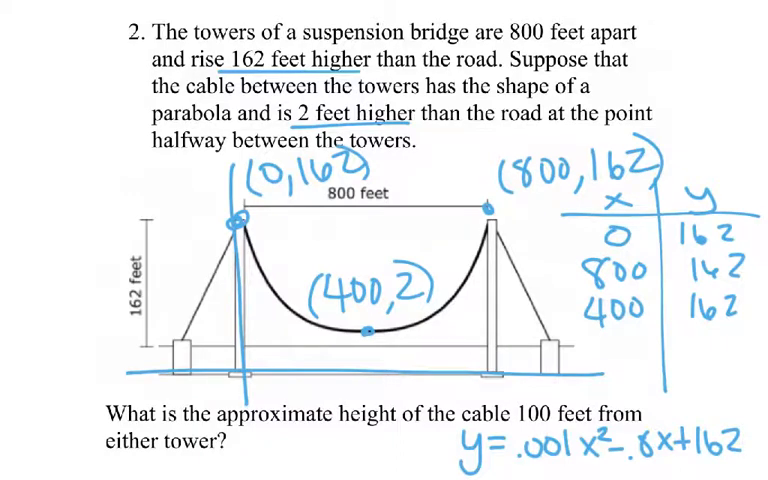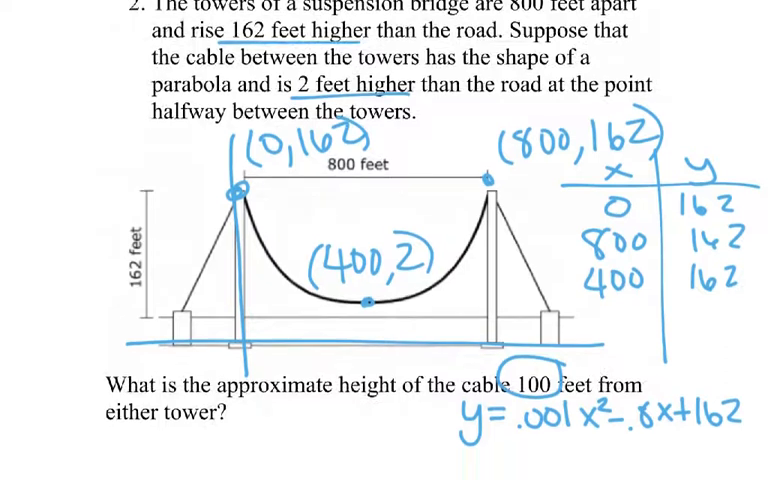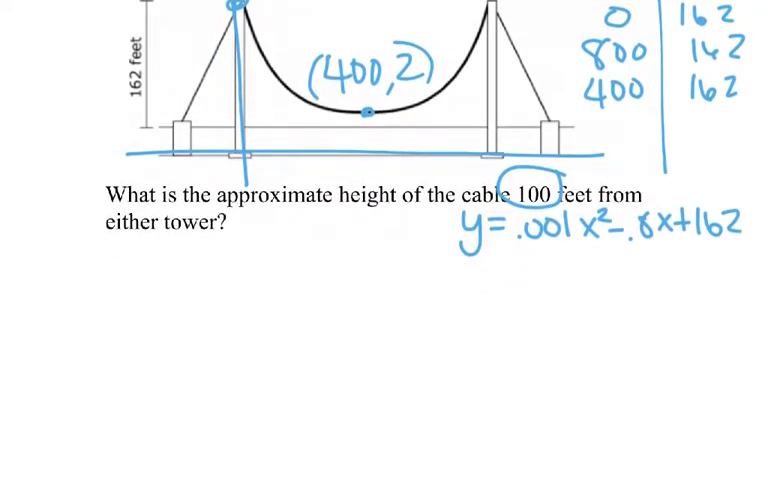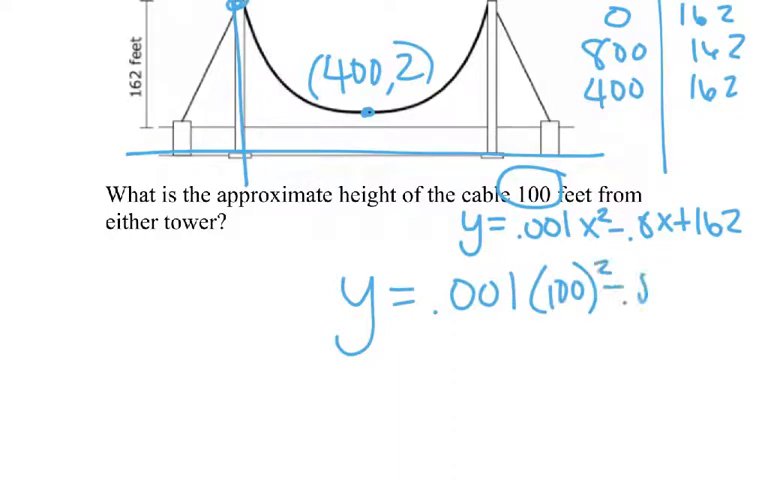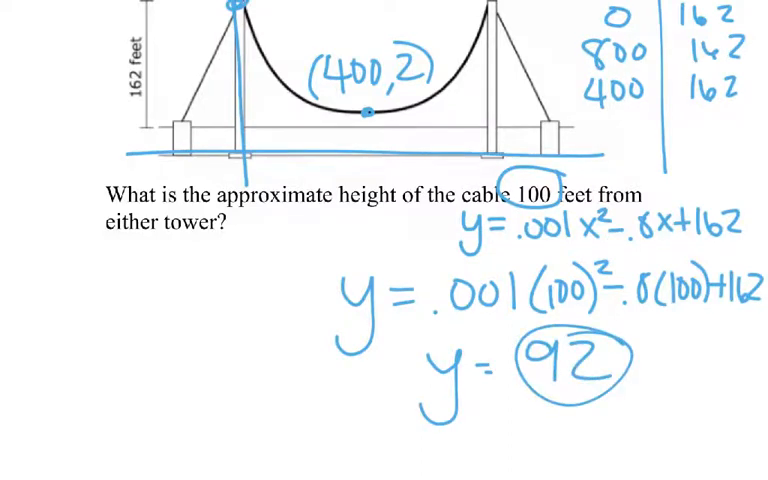Alright, so it wants to know what's the approximate height of the cable 100 feet from either tower. So what you're doing is you're taking all the x values and replacing them with the number 100. So 100 goes here, 100 goes here, and you're going to type that into your calculator. And you should get 92.